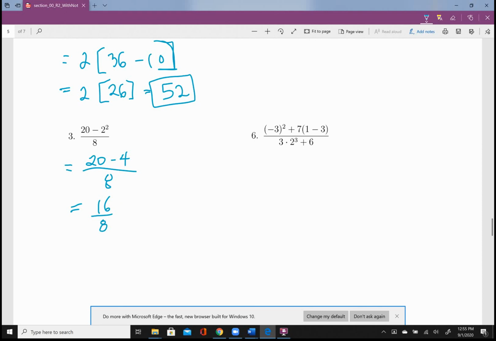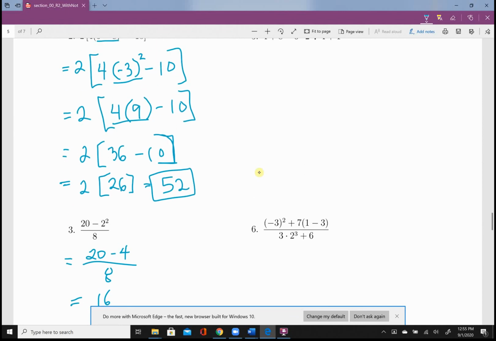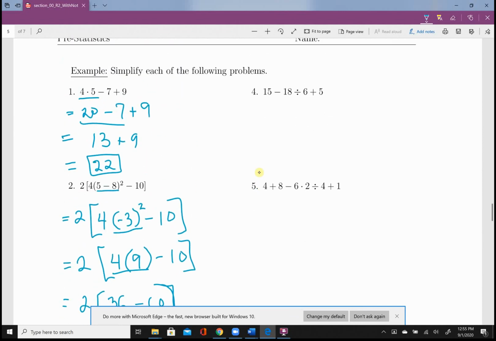Now, can 16 over 8 be reduced? Yes. So go ahead and reduce it, and you should get a final answer of 2. 2 over 1, you know, but any fraction over a 1 is going to be just a whole number or an integer, and that's how you should display it.